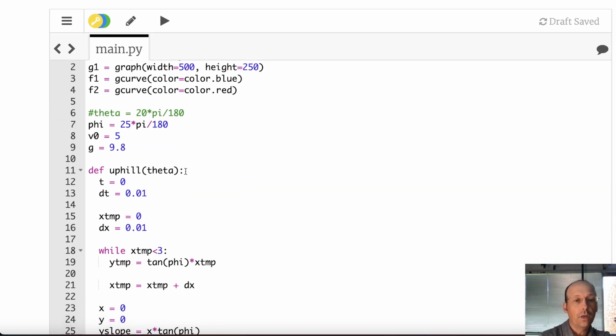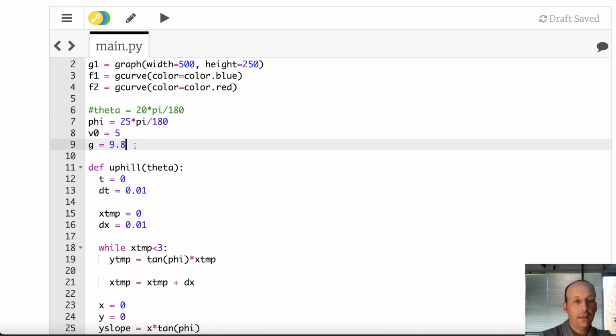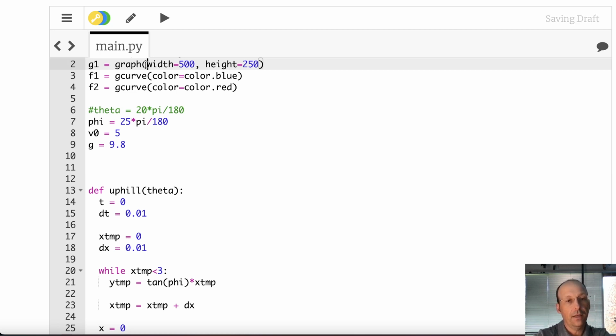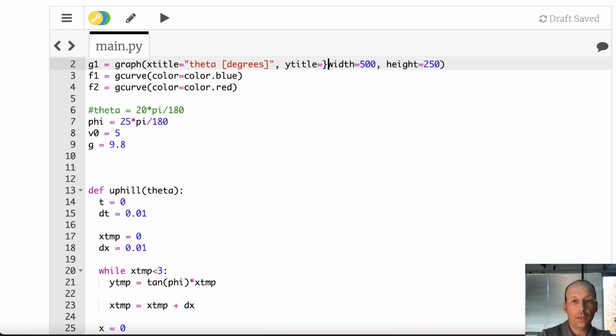Okay, so now I need theta. Let's make a graph. We're going to say the x title is going to be equal to theta in radians. Let's change it to degrees. And the y title is going to be equal to range in meters. That way I can plot the range as a function of theta, and I should be able to see which theta gives me the best value.